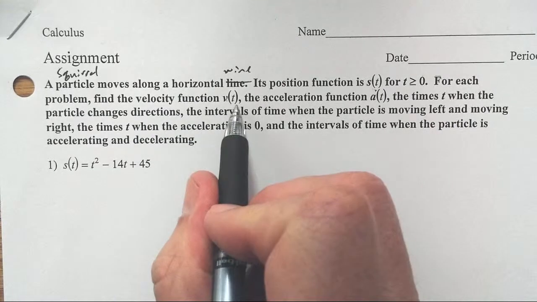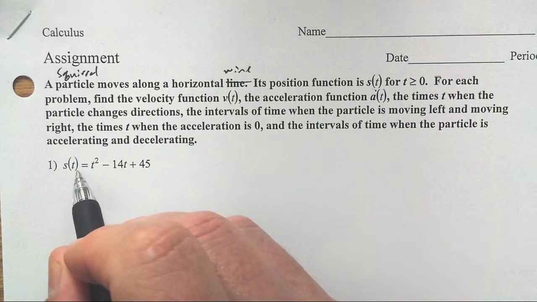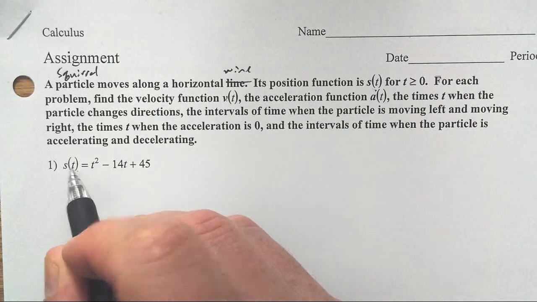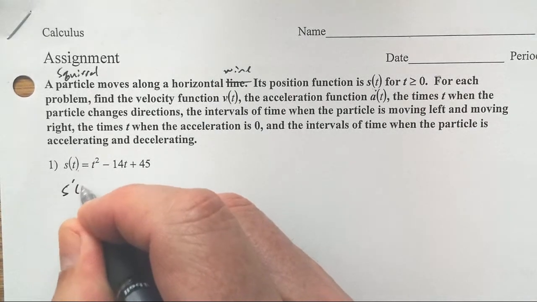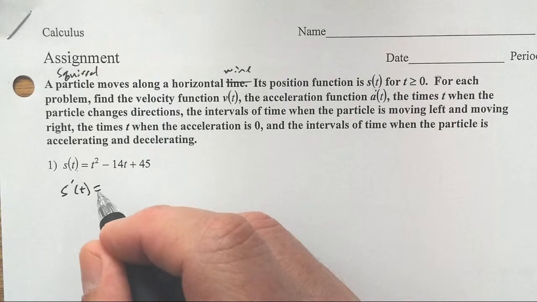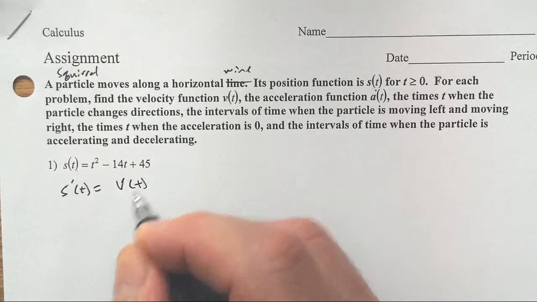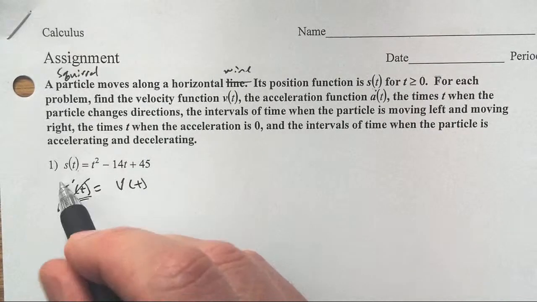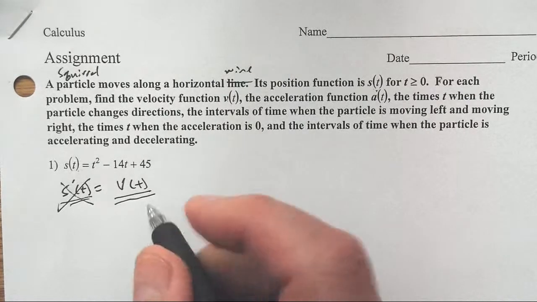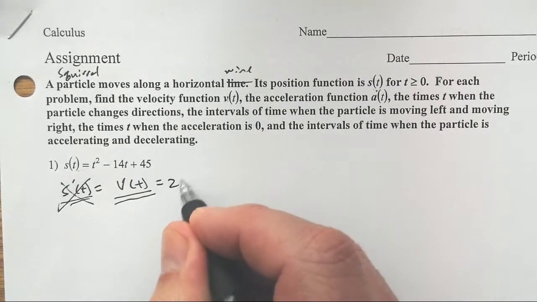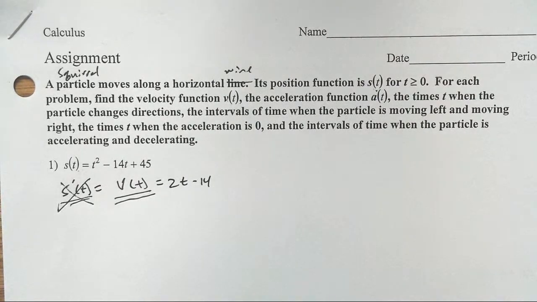Well, velocity is the change of position over change of time. That's ds/dt. We just want s prime of t, and s prime of t is the velocity function. So this would be calculus speak. Here's physics, what we're transitioning to right now. So velocity is 2t minus 14.